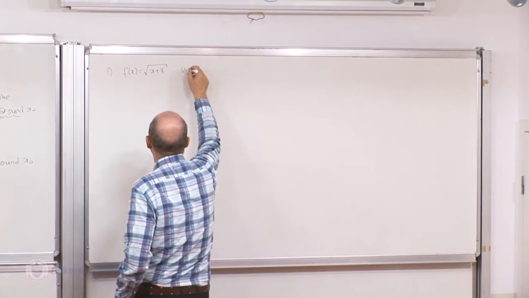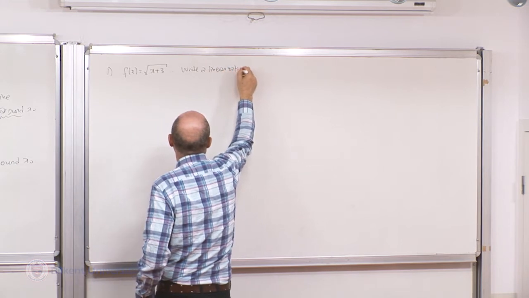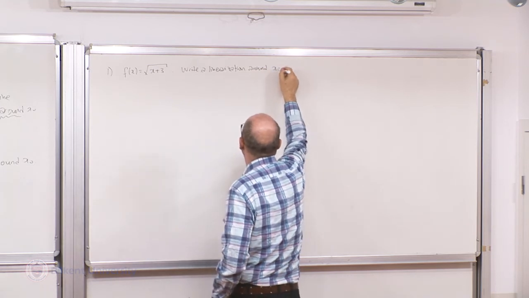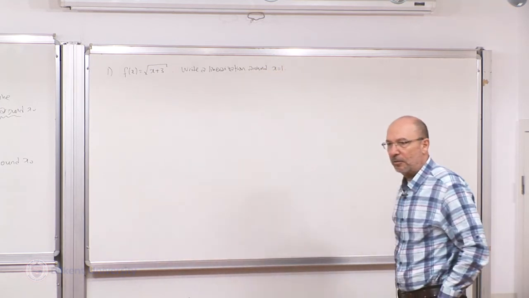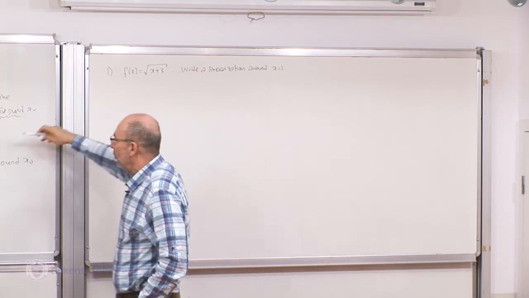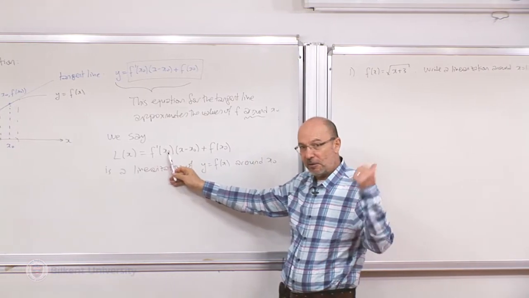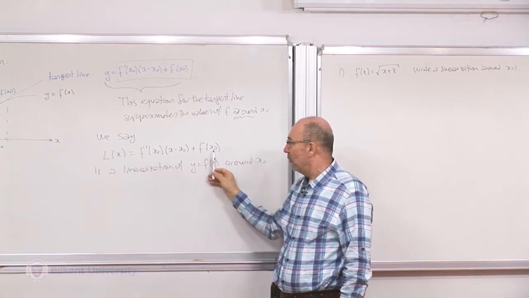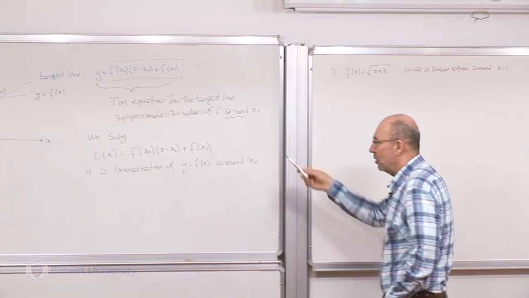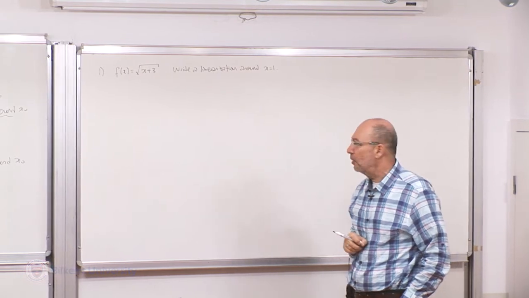Write an equation, write a linearization around, okay, let's say x equals 1. So, this being the problem, this is all you have to think of. You have to take the derivative of the function, evaluate it at x sub 0 equals 1, evaluate the function at x sub 0 equals 1, and write this thing. Okay? So this is geometrically the equation of the tangent line of the curve at that point.